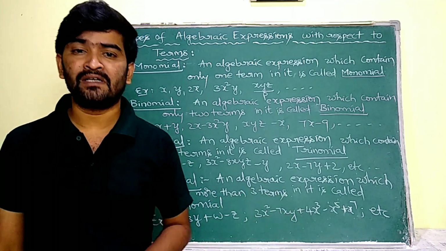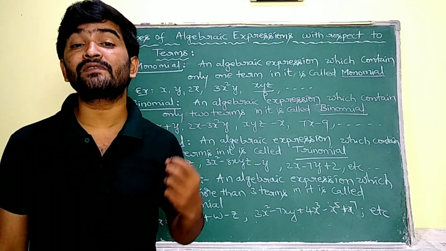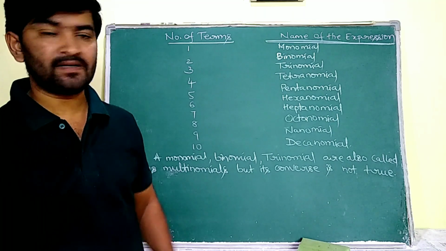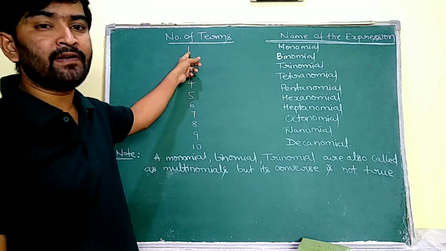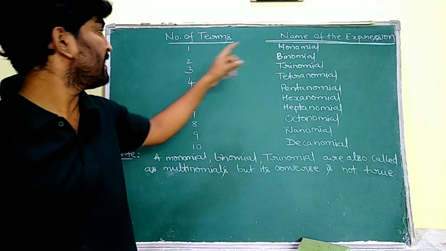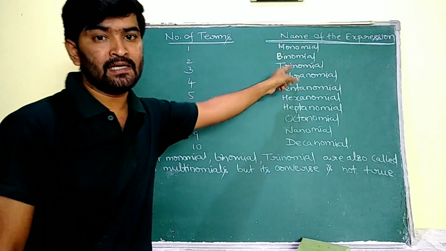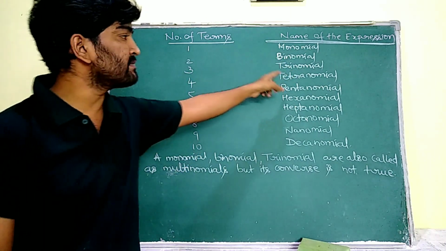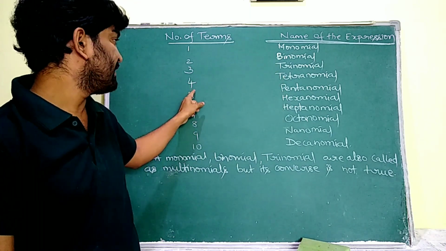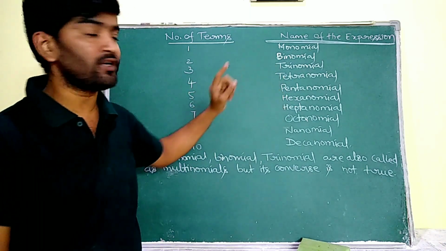Like that, we are going to name the algebraic expressions with respect to their terms. As we discussed, if it has 1 term, it is a monomial. If it has 2 terms, it's a binomial. If it has 3 terms, it is a trinomial. If it has 4 terms, then it is a tetranomial. If it has 5 terms, then it is a pentanomial.